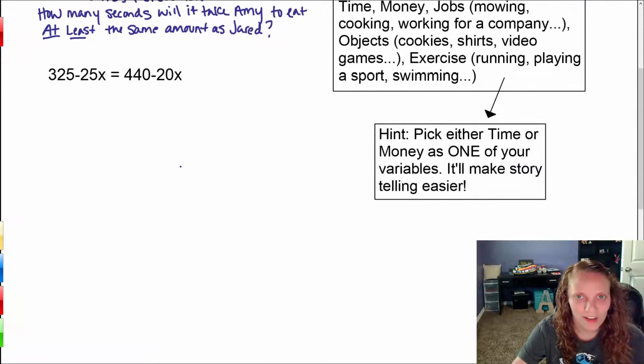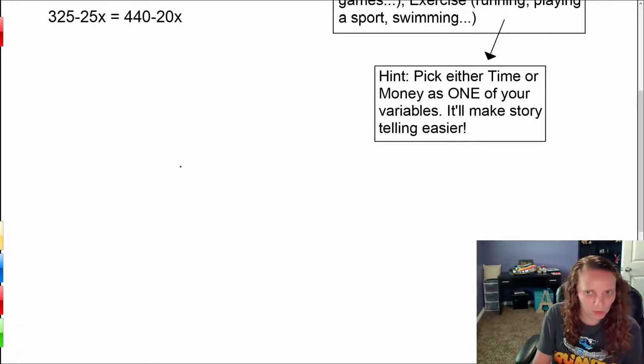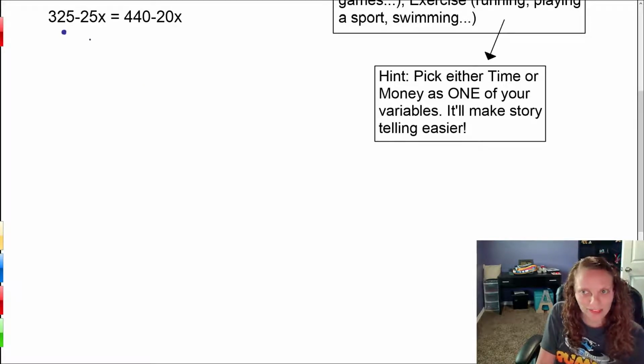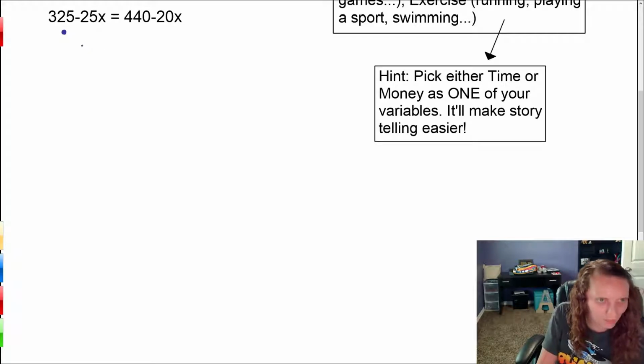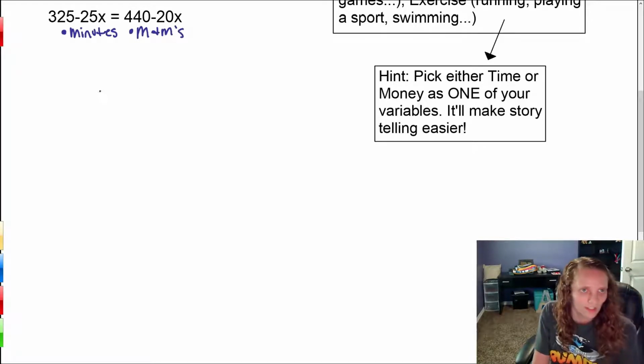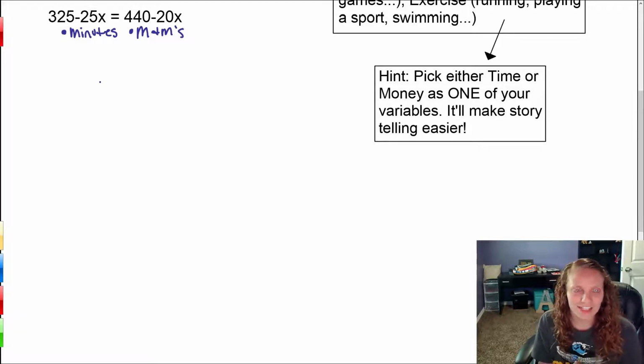Now let's look at one dealing with an equation. Again, I'm going to choose my 2 variables. One of them I'm highly suggesting either money or time, and in this case, again, I'm going to use time, and I'm going to use minutes. And then we're going to use M&Ms. So here's my 2 variables. There are 2 parts. One part is on the left side of the equal sign, the other part's on the right side, and so I'm going to be again comparing the left side with the right side.